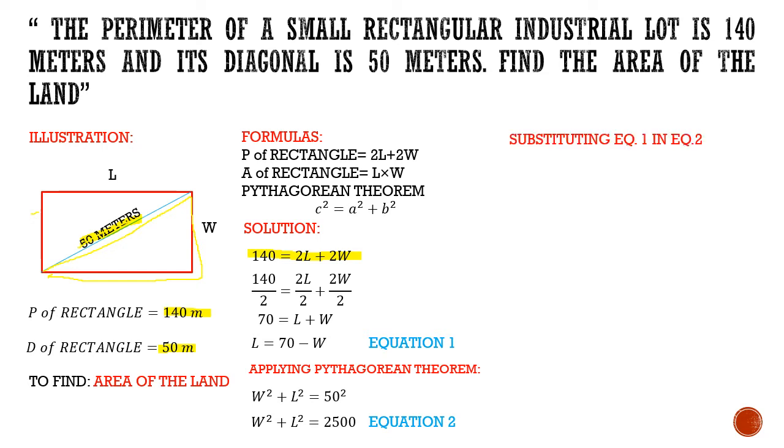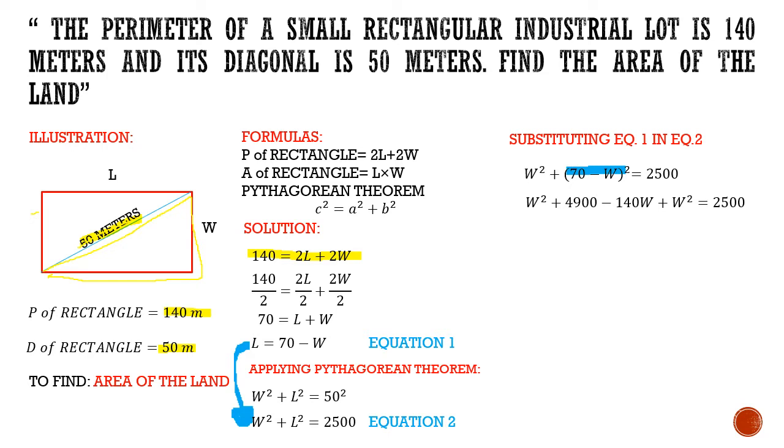So, what we are going to do is to substitute equation 1 in equation 2. So, we have w squared plus quantity of 70 minus w quantity squared is equal to 25. So let's just simplify this equation and we get w squared plus 49 minus 140w plus w squared is equal to 25.